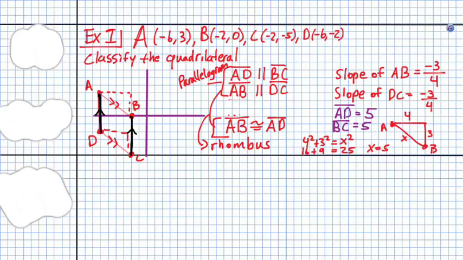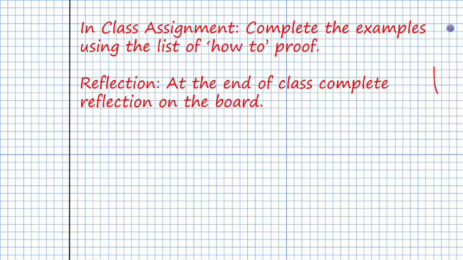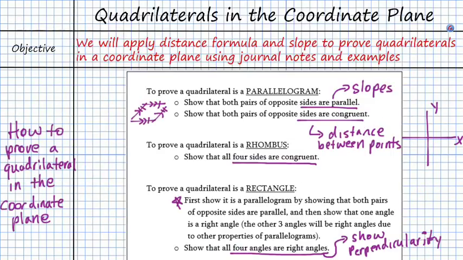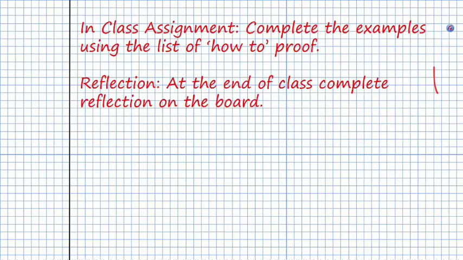All right, so go ahead and apply this type of thought here to your examples. So your examples are going to be your in-class assignment today. So you want to complete the examples using your list of how to prove. Really lean on this list here that you have, right? You have all of the requirements that you have to meet to make a certain figure. So make sure that you're using those. And finally, your reflection will be completed at the end of class. So look at the board near the end of class for your reflection.